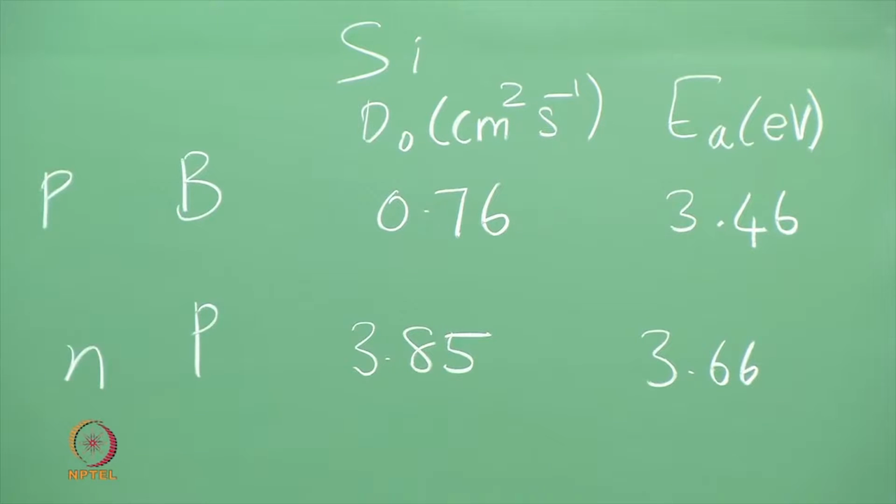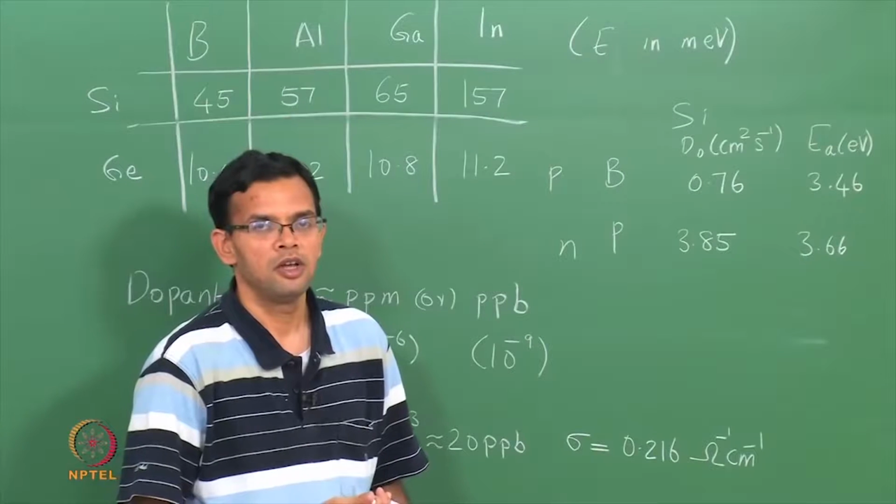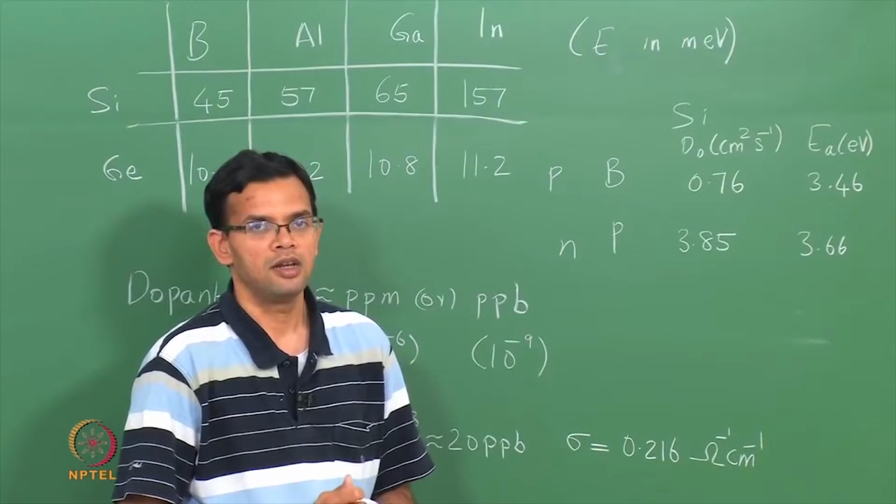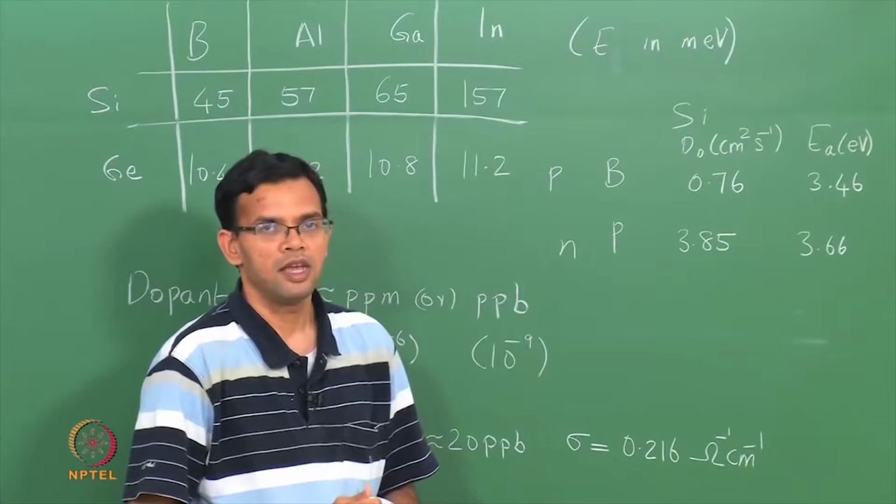What this means is, in order to have boron or phosphorus diffusing into your material, you essentially need a high temperature process. The corollary of this is that at room temperature, your doping concentrations are inherently very stable in the case of silicon.